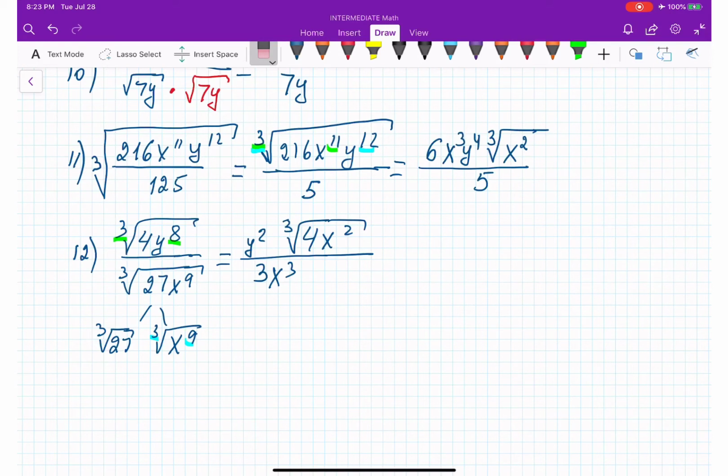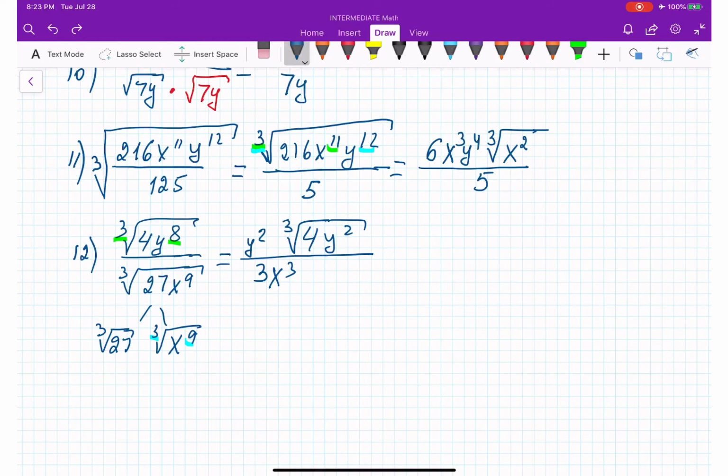Let me clean. Okay. So we are going to get y squared cubic radical 4y squared over 3x cubed. I cannot reduce this x cubed with y squared because two different values, right? Okay.